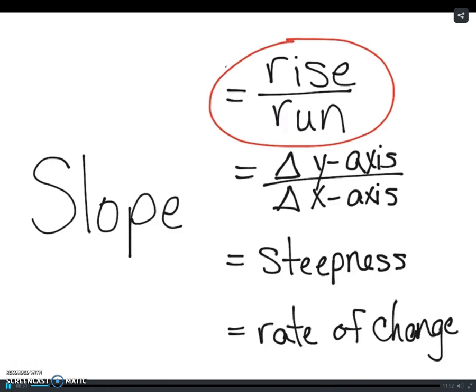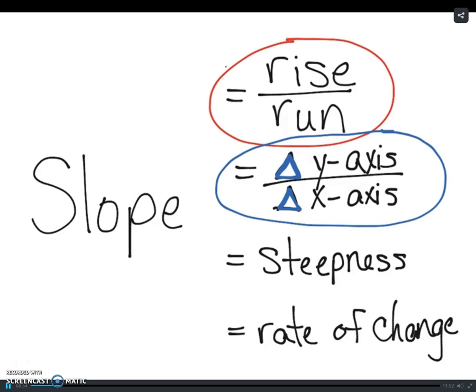You might also hear rise over run, as you progress in math, heard as the change in the y-axis over the change in the x-axis. And this little triangle here is actually a Greek letter called delta, and it just means change. It's going to show up in your chemistry and your physics classes as well, so you should go ahead and get used to seeing that there.